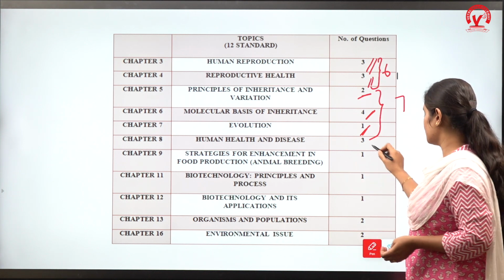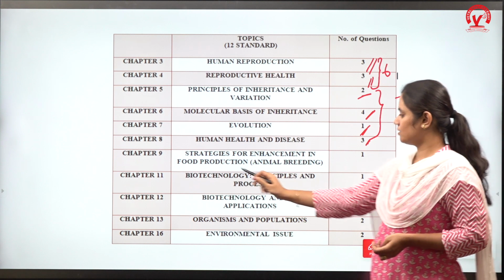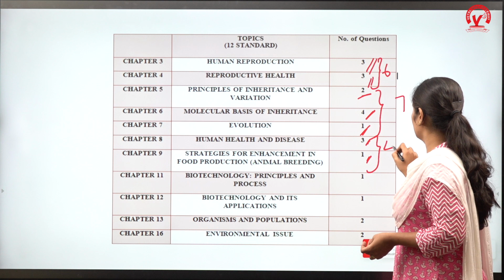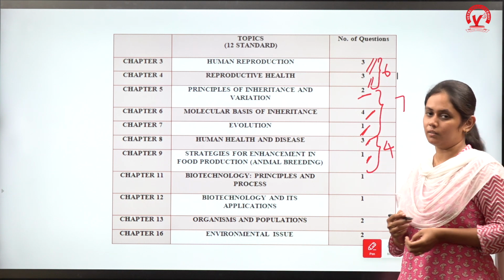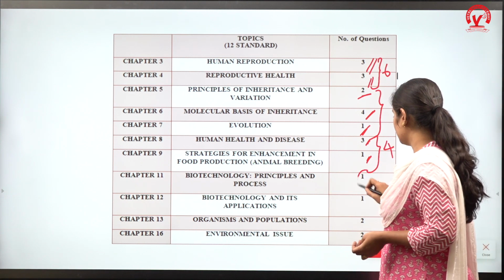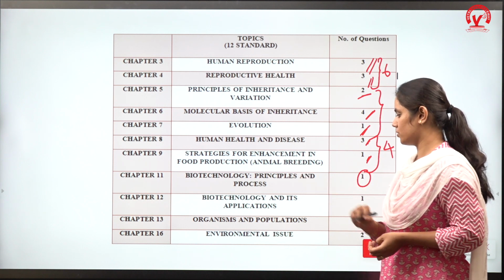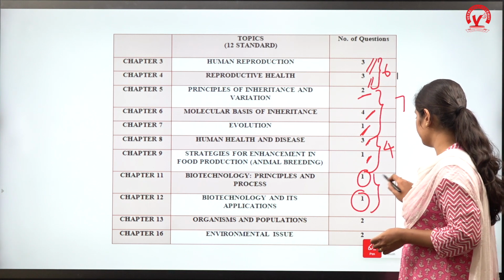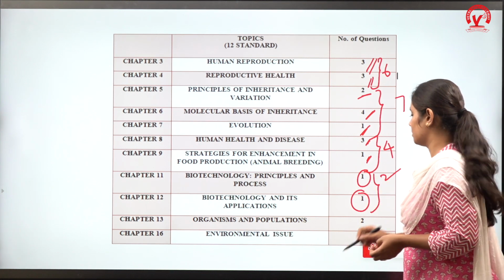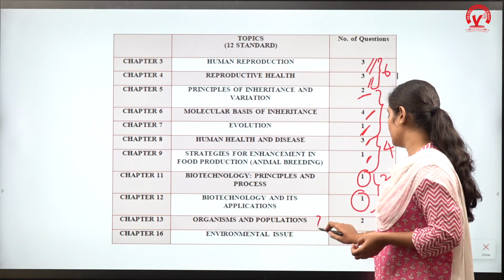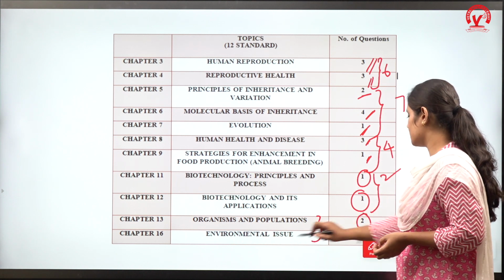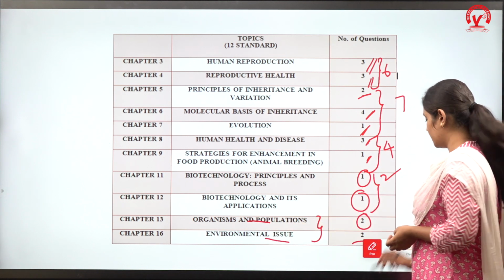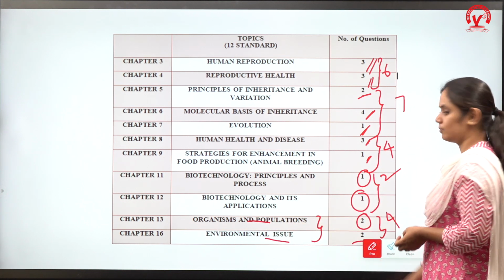In human health and disease they have asked 3 questions, and in strategies for enhancement in food production they have asked 1 question. So totally 4 questions from biology and human welfare. In biotechnology they have asked 1 question from principles and process, and in applications they have asked 1 question. So totally 2 questions from the biotechnology unit. So finally, from the ecology unit they have asked 2 questions from organism and population and 2 questions from environmental issues, totally 4 questions from ecology.